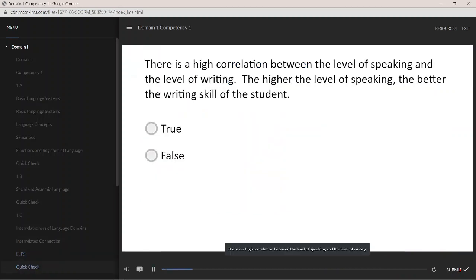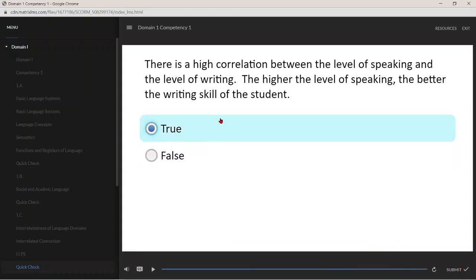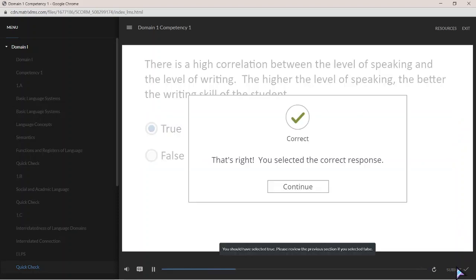There is a high correlation between the level of speaking and the level of writing. The higher the level of writing, the better the writing skill of the student. True or false? You should have selected true. Please review the previous section if you selected false.